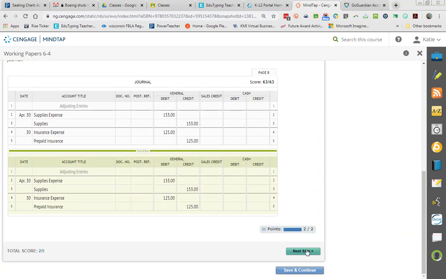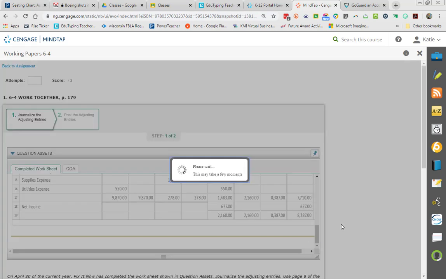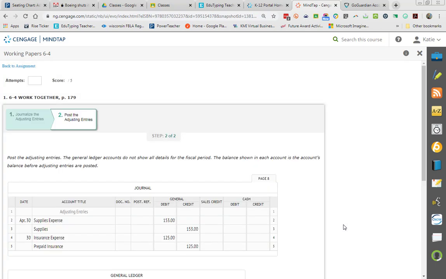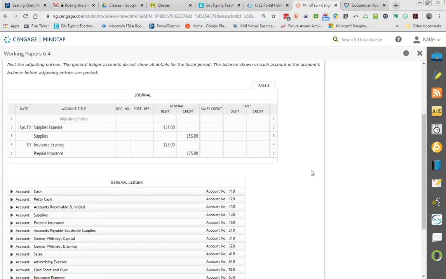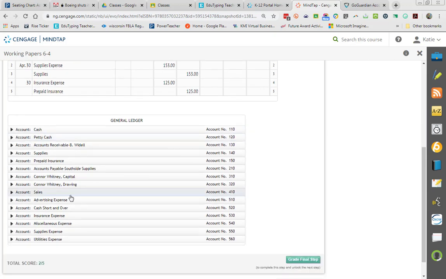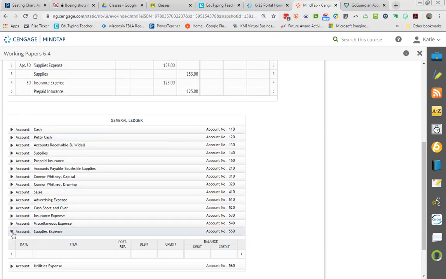Woo! I got mine right. Step 2 is posting. Now, we posted before. Posting is not new. On line 1 of my journal, you will see supplies expense is being debited. So I'm going to scroll down here to the bottom and find my account, supplies expense. I have to put in the month, April 30th. Nothing in the item column.